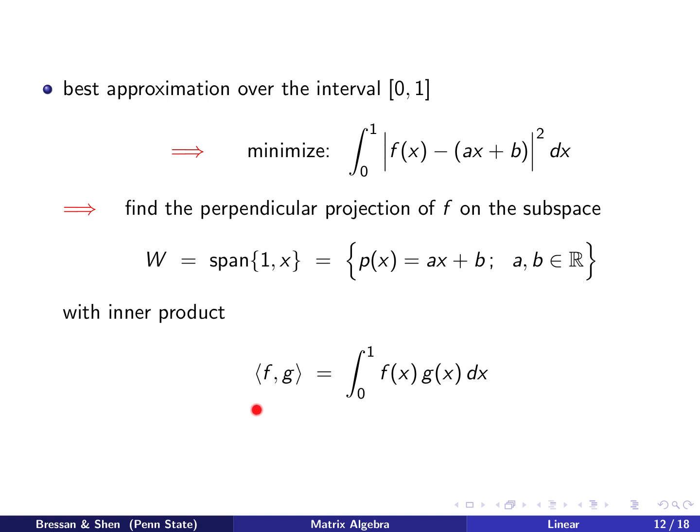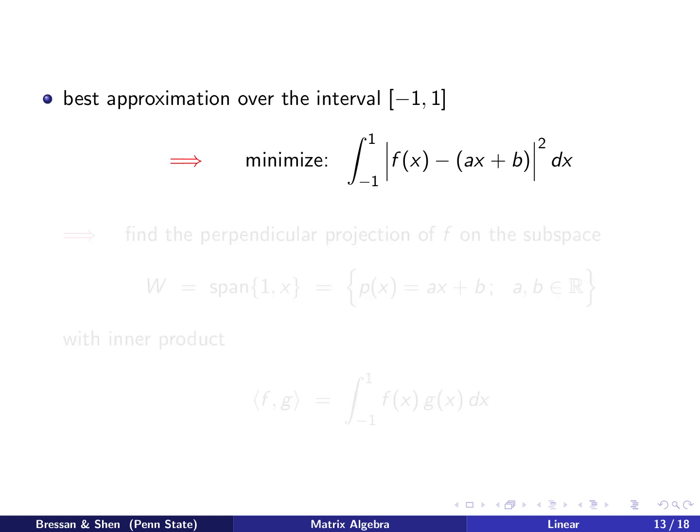You need the inner product to define the perpendicular projection. The inner product is the integral from 0 to 1 of f times g dx. Pay attention here: the upper and lower limits of the integral must be the same as in the integral where you calculate the error. And we see this is a problem we know how to do.